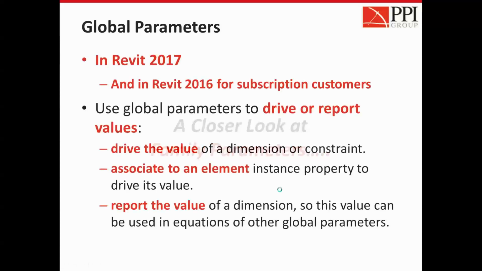Family parameters. Global parameters, up until a little bit ago, were only available in 2016 to subscription customers, which, by the way, if you haven't moved to 2017 yet, is now a magic button right out of the box. You'll find a global parameters one that just one day showed up. I don't think it was there when I first started up with 2016. I looked back, probably on service, they don't call them service packs anymore, they're update releases.